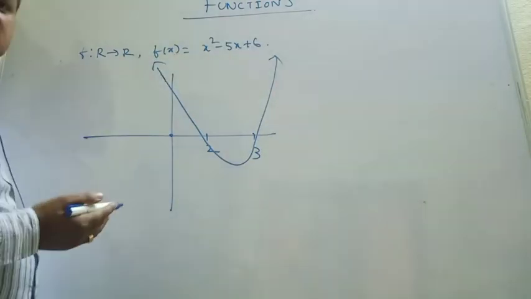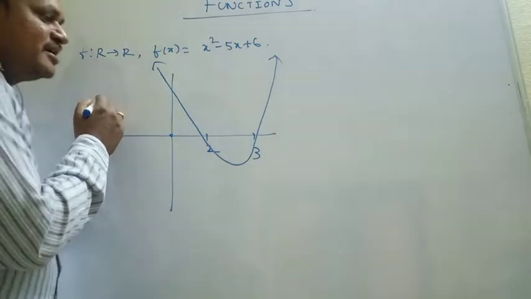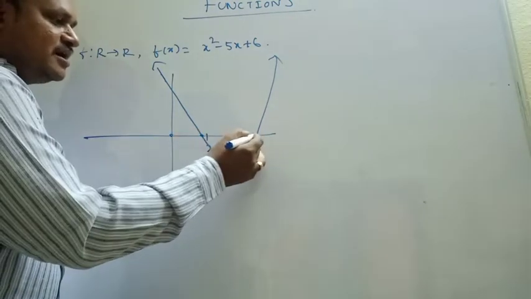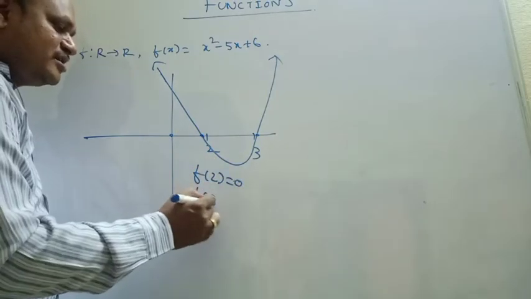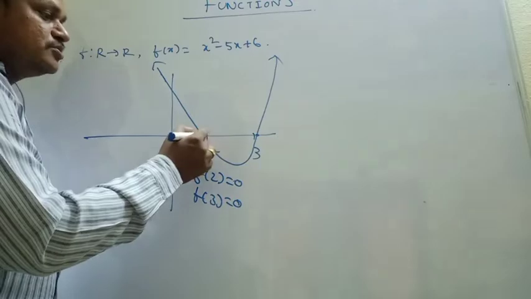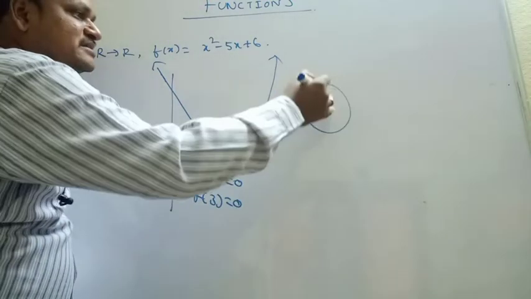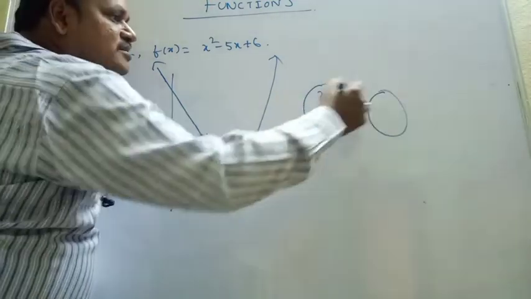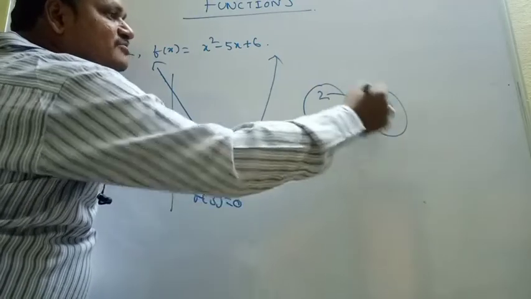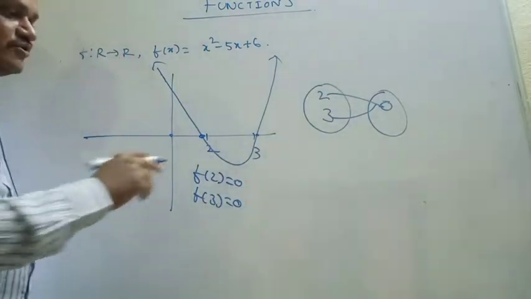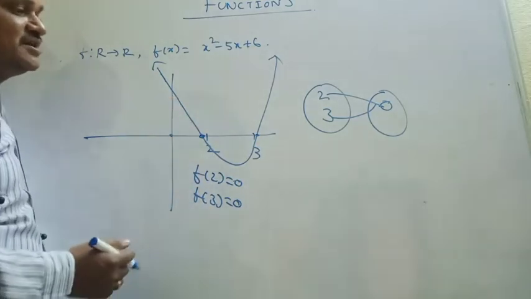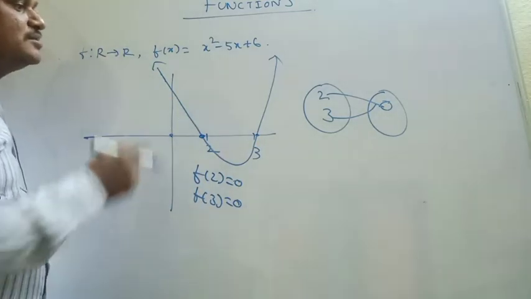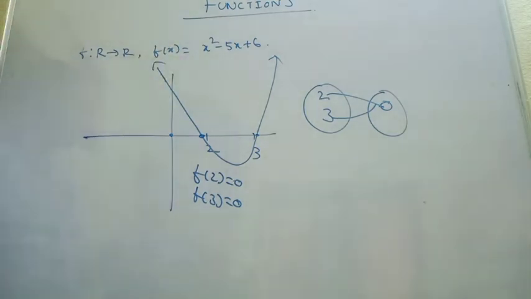You can easily say that it is not a one-one function, because whenever you draw a horizontal line it cuts at two points. Here f of 2 is equal to 0 and f of 3 is also equal to 0, because they are the roots. Now 2 and 3 have got the same image. 2 goes with 0, 3 goes with 0. Therefore f of 2 is 0, f of 3 is 0. They have got the same image. That's why this is not a one-one function. Like this you can verify plenty of examples.